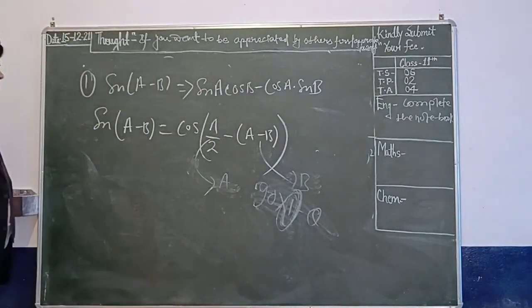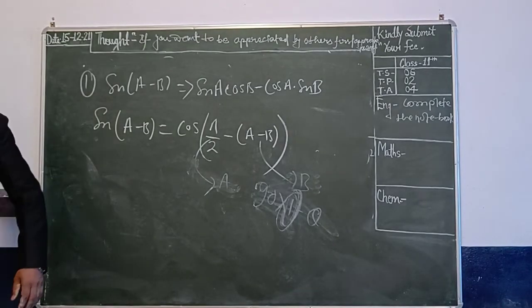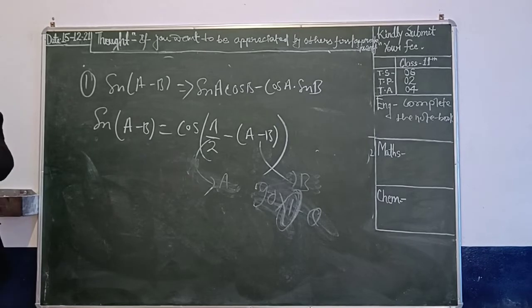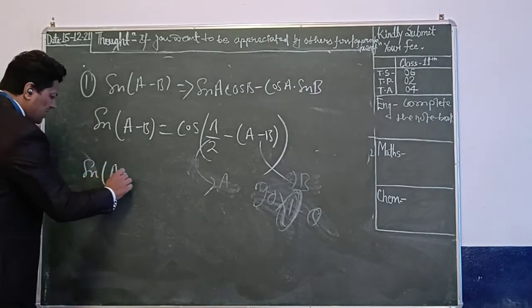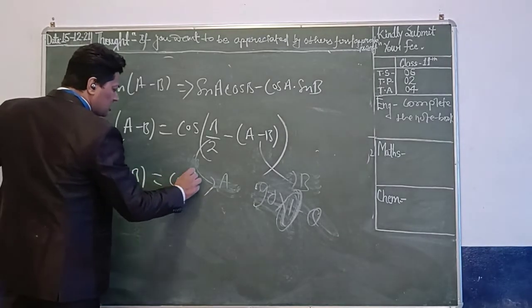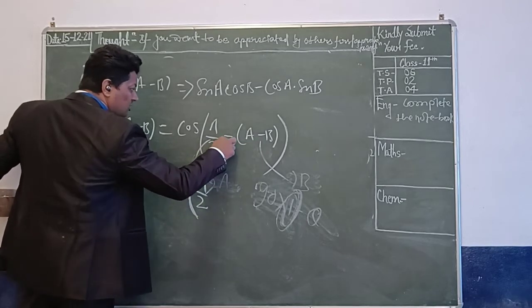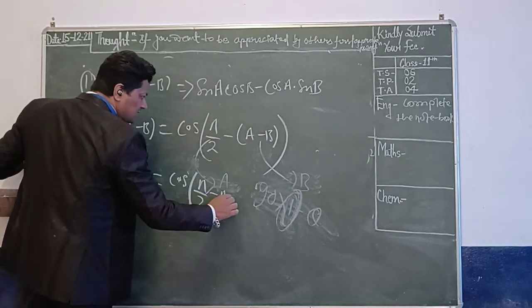Now what we have to do? You have to apply this one, pi by 2 minus A minus B. Now what we can say? You can simply write sin A minus B is equal to cos pi by 2 minus A minus B, by this one you get multiplied minus A.